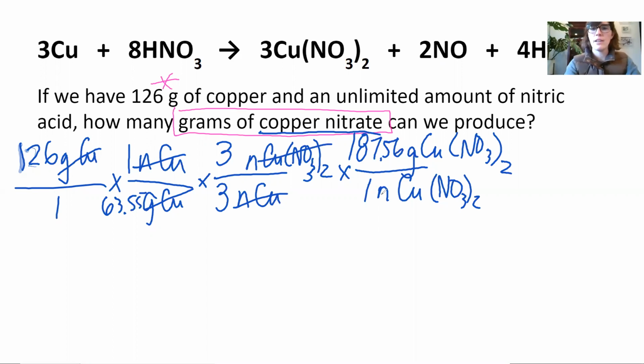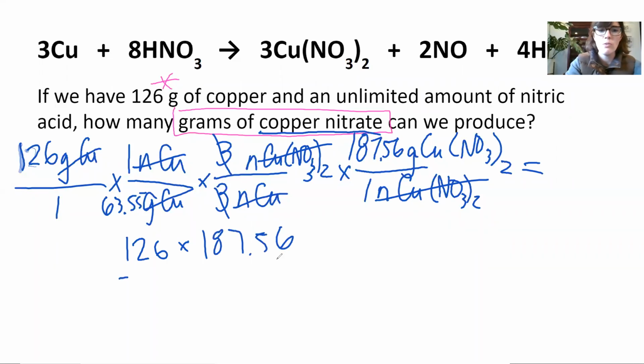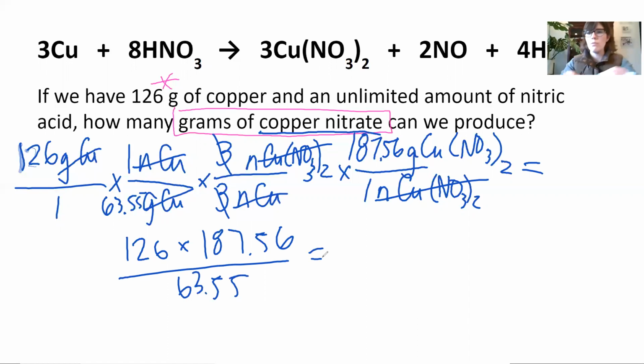So we have now canceled out our final unit. We are left with grams of copper nitrate, which is exactly what our problem asked us to find. Double checking all of the units, they look pretty good. And we can also cross out these threes. So be careful of order of operations here. So you're going to want to go 126 times 187.56 over 63.55. All right. Once you get that, let me know by typing it in.